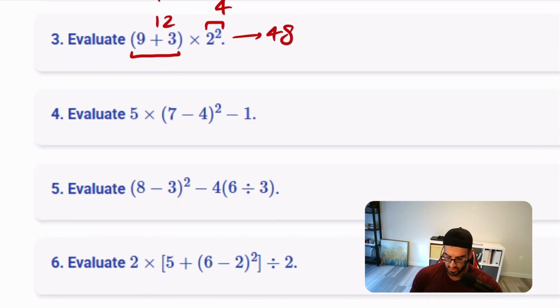After that, we do have this one. So we have to do the parentheses first. 7 subtracted by 4, 3 to the power 2 is 9. 5 times 9 is going to be 45. Subtracted by 1 is going to be 44.